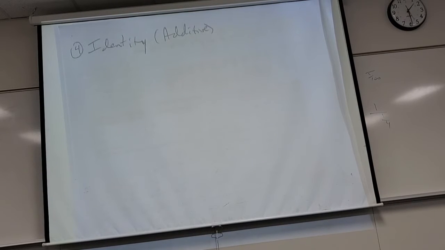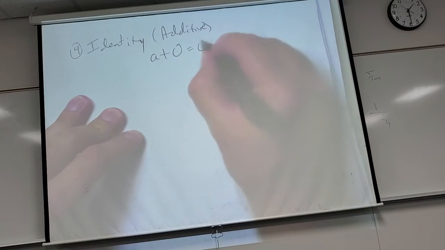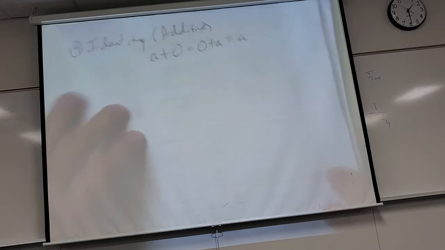What do you think the multiplicative identity is? 1. There you go. You got the idea. Identity is a thing that you operate with that doesn't change the original. So multiplicative identity 1. Additive identity 0. So technically, it would be a plus 0 equals 0 plus a equals a.